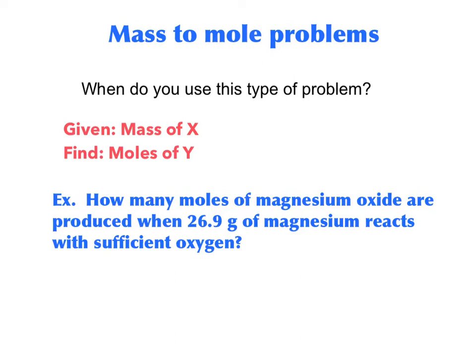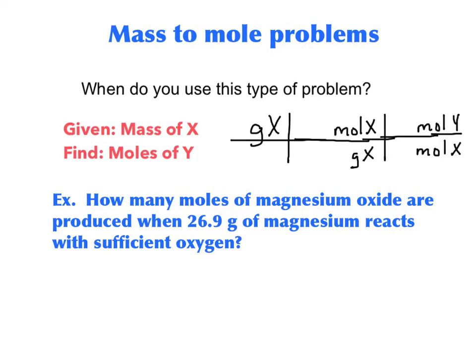One of the things we have to recognize is when we're going to use a mass to mole problem. We're going to use this when we're given a mass of X, where X could be anything in a balanced equation, and we're asked to find the moles of something different, of Y. So here's an example, and I'll show you where this all comes into play. This is what a generic action line for a mass to mole problem is going to look like each time. So I want you to write this down in your notes.